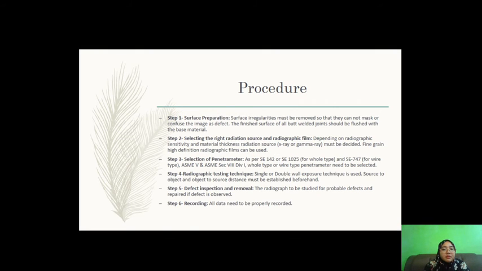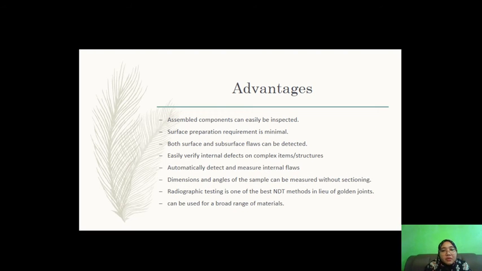That is why it is always suggested to perform radiographic testing by sending rays at various angles. Procedure: first, surface preparation. Second, selecting the right radiation source and radiographic film. Third, selection of penetrometer for the radiographic testing technique. Fifth, defect inspection and removal. Sixth, record. All data need to be recorded.